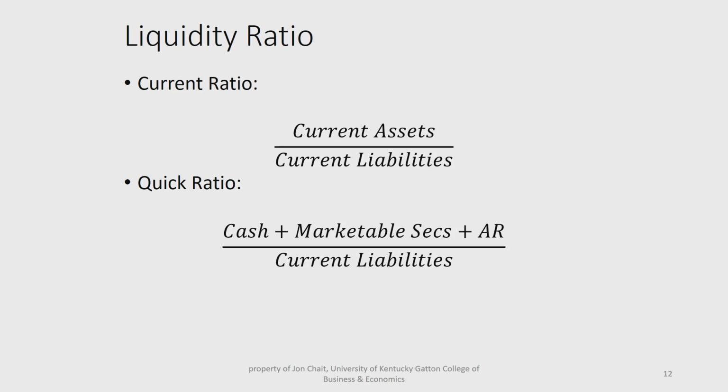If for some reason you're given individual lines, the current assets that we have in this class are simply cash, accounts receivable, and inventory, and the only current liability is accounts payable. So if for some reason you were not given the totals, that's how you would calculate the totals. The quick ratio is shown on your screen.